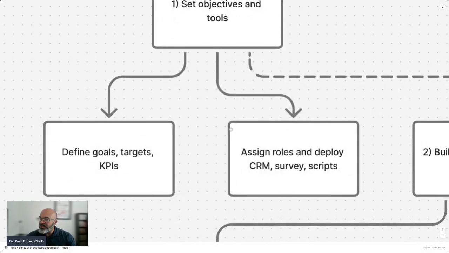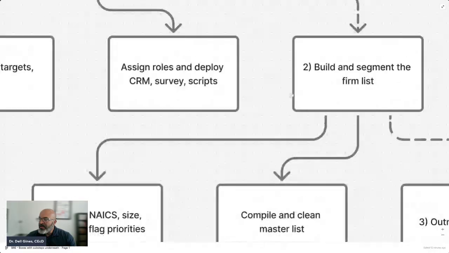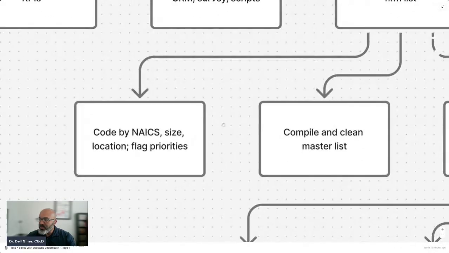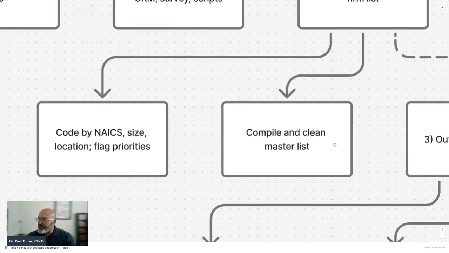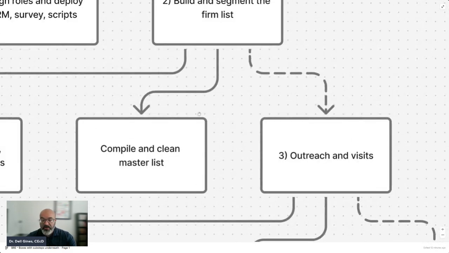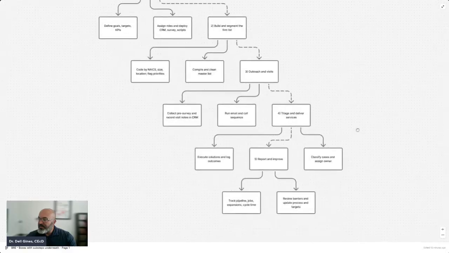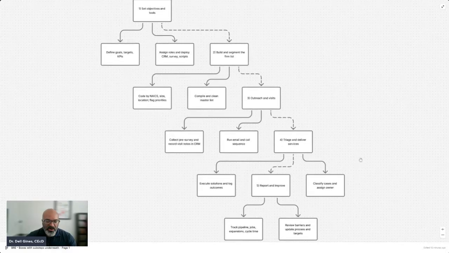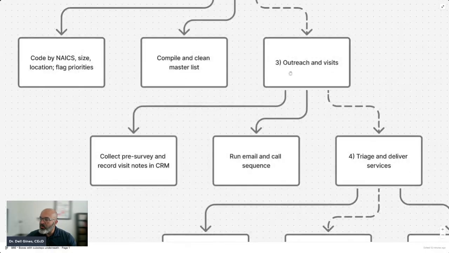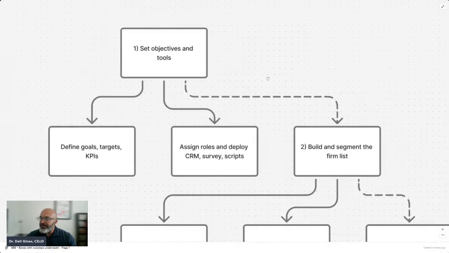Define target goals, assign roles under set objectives. Under build a list, we have code by size, priorities, compile and clean lists, outreach and visits, et cetera. And if I shrink it, you'll see this is actually a pretty simple workflow. It looks more complex than what it is. If you look at an outline, you'd be like, oh yeah, that makes sense. So it's a pretty simple workflow that we mapped out.